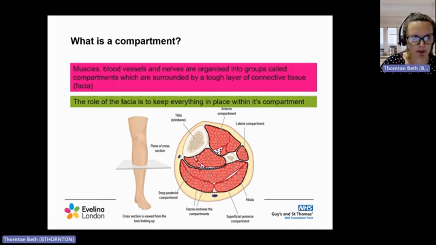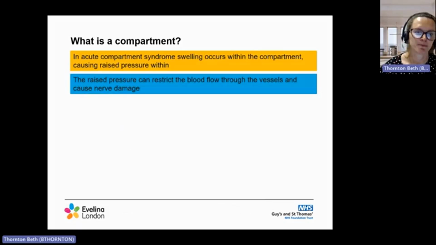So now we know what a compartment is. Compartment syndrome happens when swelling occurs within the compartment, causing raised pressure within. The raised pressure can restrict blood flow through the vessels and cause nerve damage.